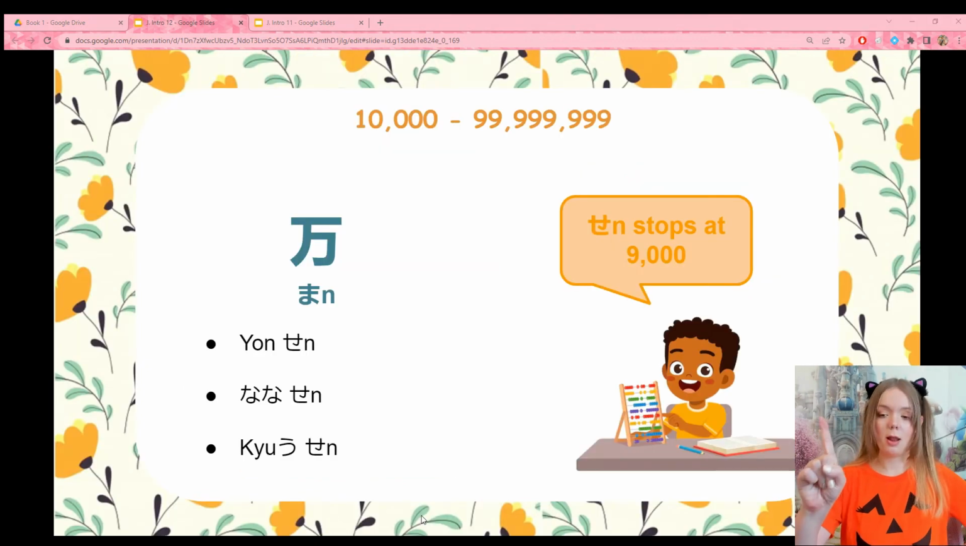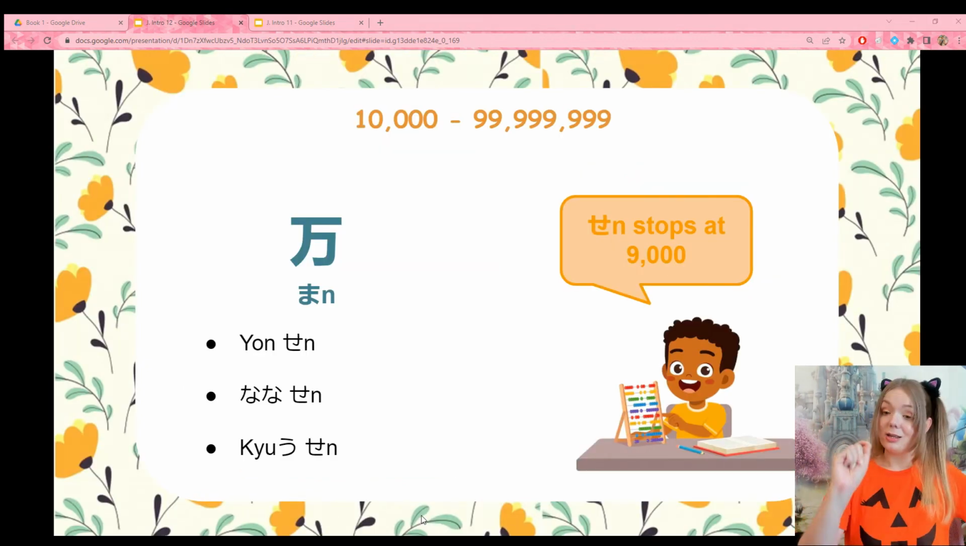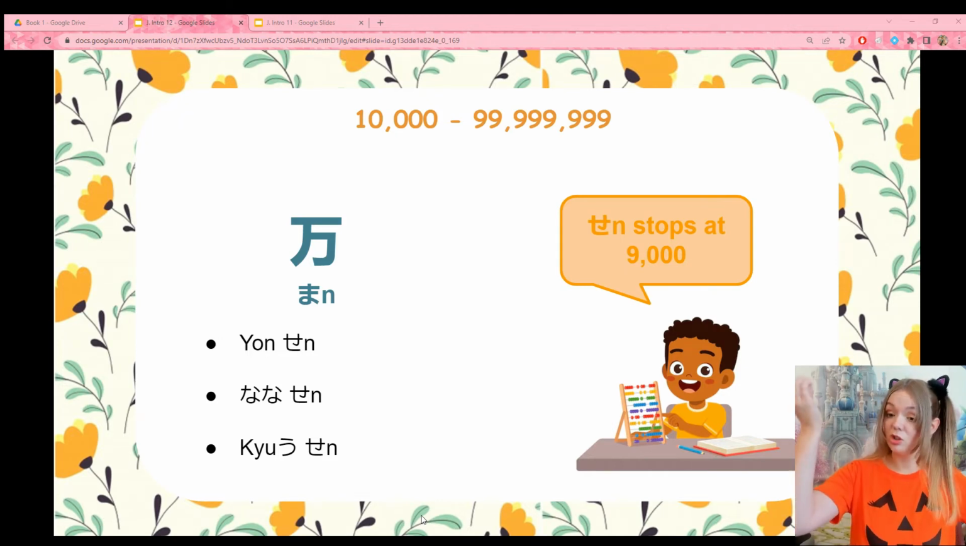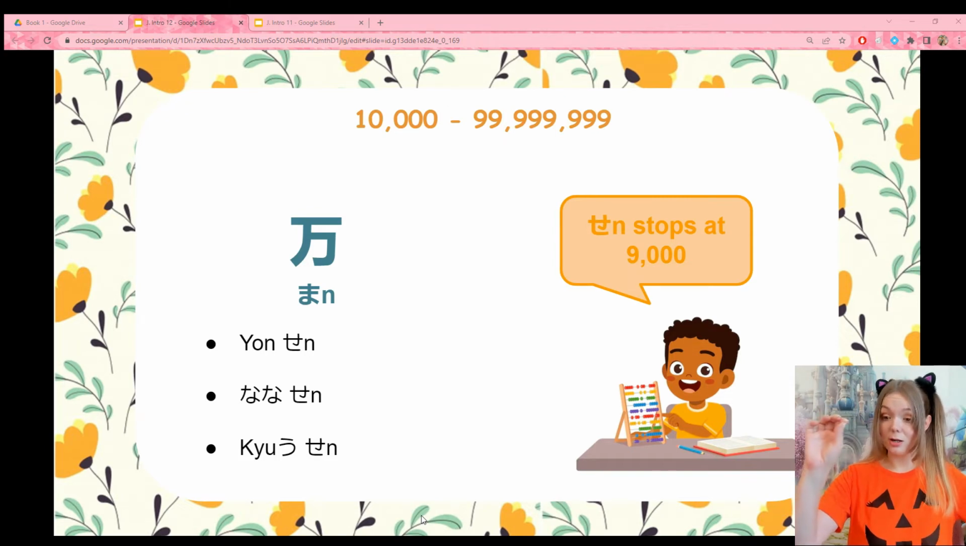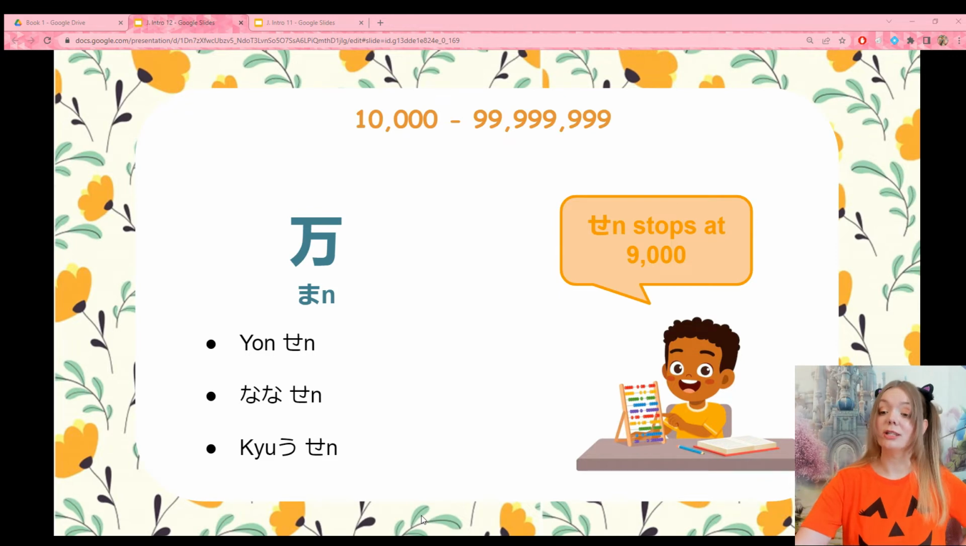795. Now, this is where things are not so easy peasy. In Japanese, sen only goes up to 9,000. You cannot have ju-sen. You cannot. That means, with the method we were just using, you can count up to 9,999. When you get to 10,000, there is a new counter.